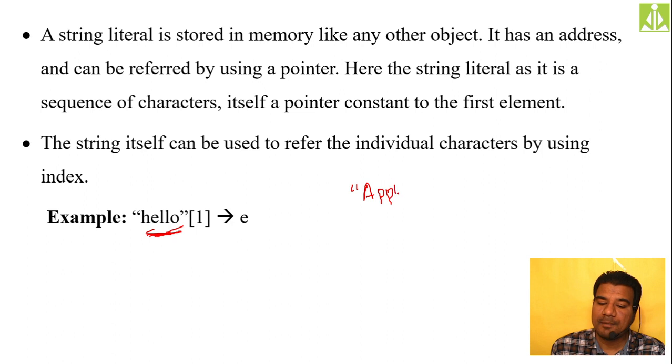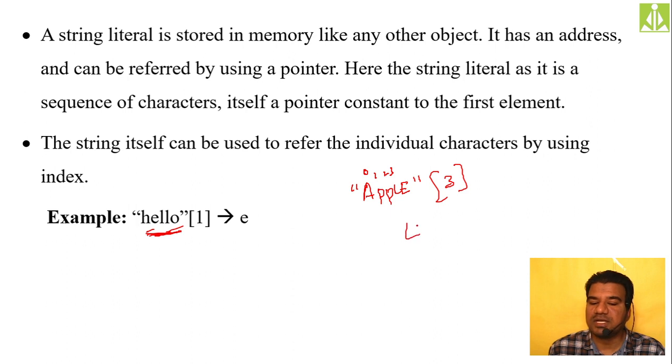Apple, to access the third character: this is 0, this is 1, 2, 3. So apple of 3 will give you L, isn't it? Apple of 3 will give you the L character. So that statement only I have given. Like this, hello of 1 will give E, because this is 0, this is 1. All array indexes start from 0 and end at a maximum of size minus 1. So over here, the first character we are accessing is this particular E.